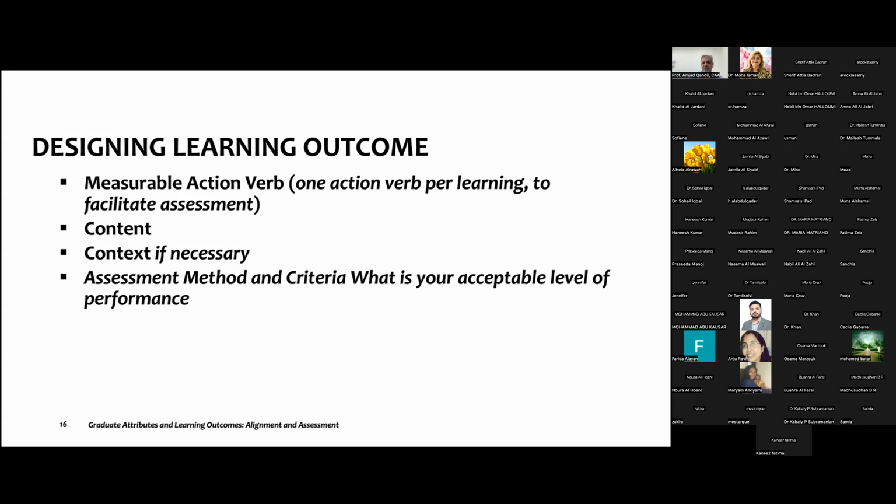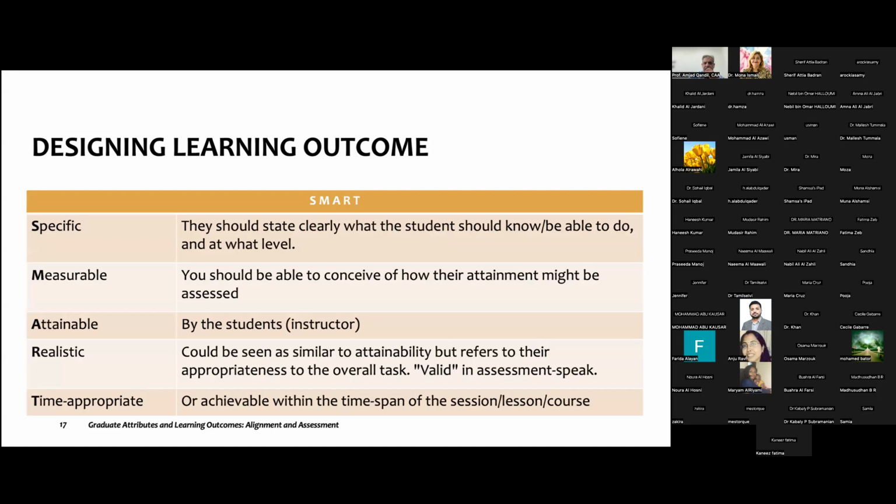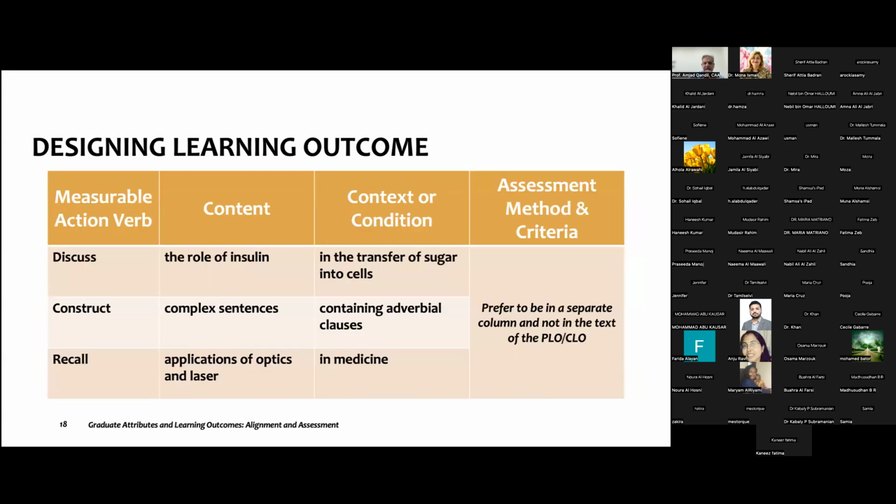After the verb should come the content of the learning outcome. I will show an example, and the context if necessary. And the learning outcome has to be attached to an assessment method and the criteria that define the acceptable level of performance. SMART learning outcomes: specific, measurable, attainable, realistic, and time appropriate. I will not go through that.